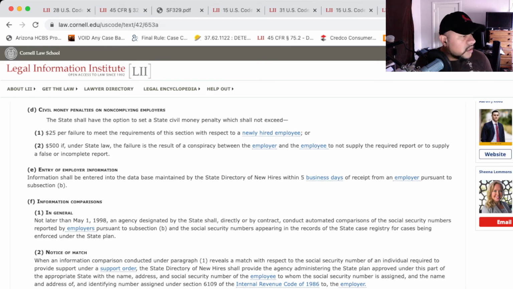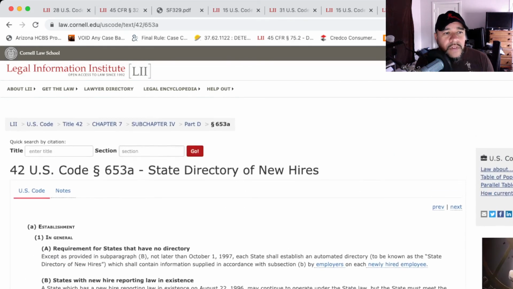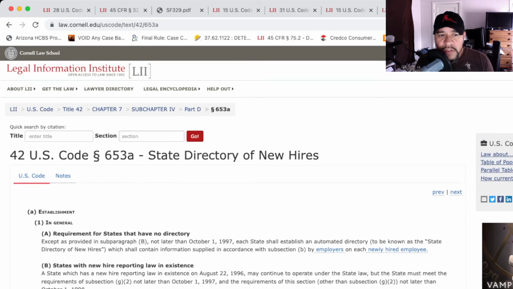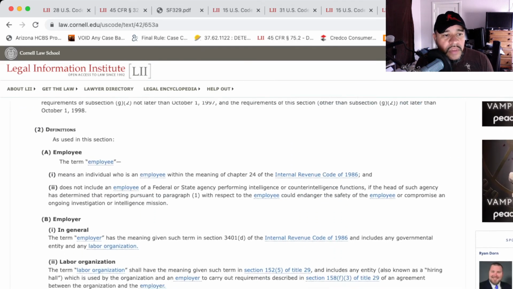And so finally, it interferes with the contract clause. If you made a contract with your employment, they are interfering. And let's not forget 42 U.S. Code 653A. All right.